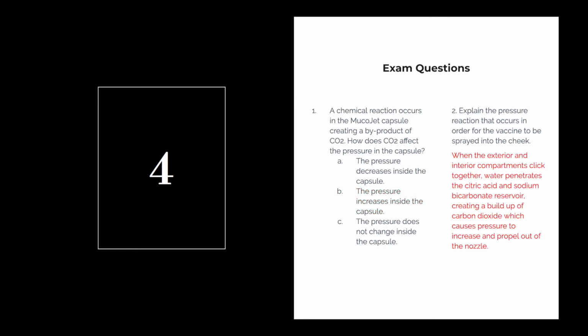Now let's look at exam question 2. Explain the pressure reaction that occurs in order for the vaccine to be sprayed into the cheek. And the answer is, when the exterior and interior compartments click together, water penetrates the citric acid and sodium bicarbonate reservoir, creating a buildup of carbon dioxide, which causes pressure to increase and propel out of the nozzle.